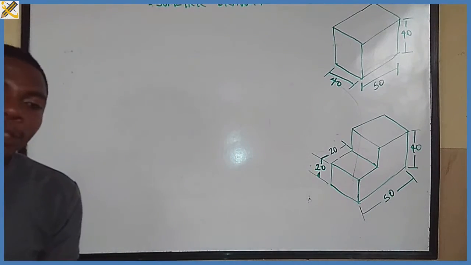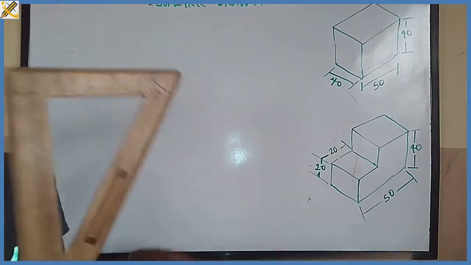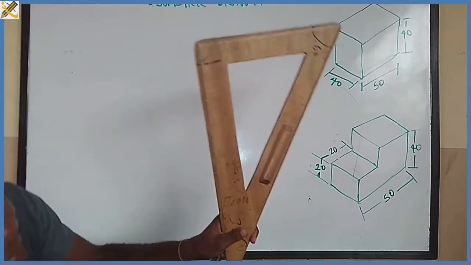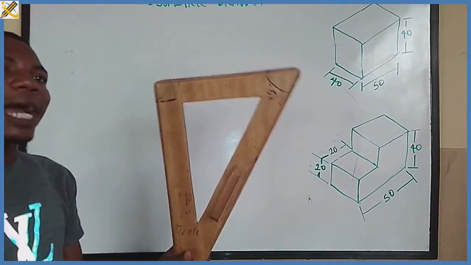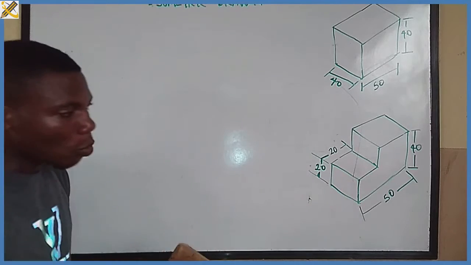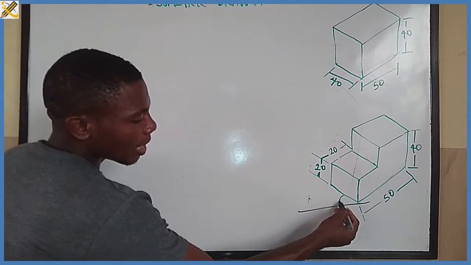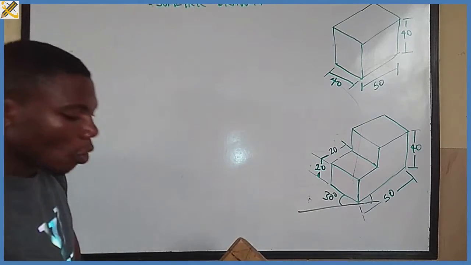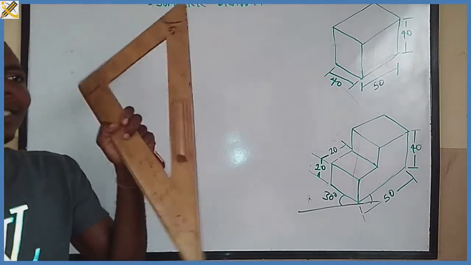So for isometric drawing, which of these set squares do we use? We make use of this 30-60 degree set square. This is the one we use majorly for isometric drawing, because in isometric drawing, look at this object here, the angle the planes make to the horizontal axis is 30 degree. To have that correctly, we make use of this 30-60 degree set square.